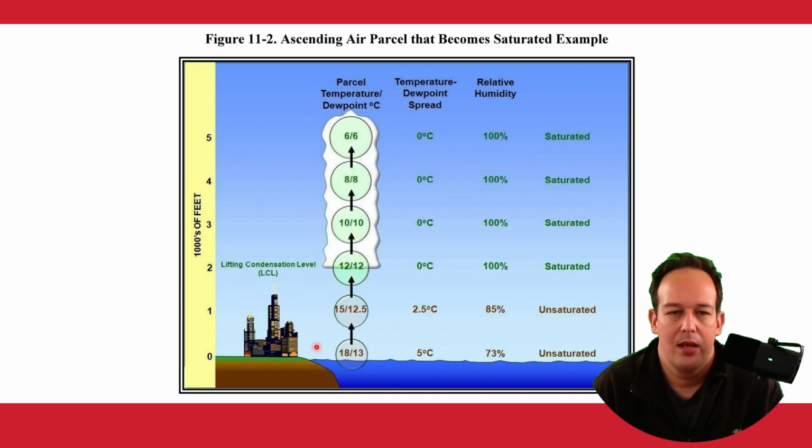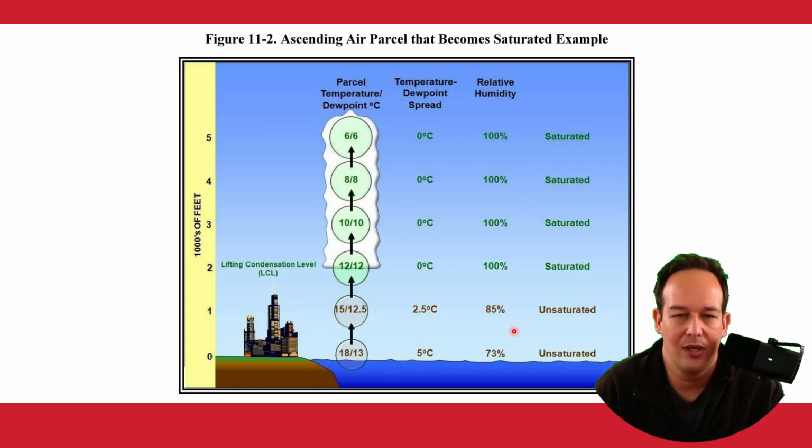a cloud. And so here we see the dry adiabatic lapse rate of 3 degrees Celsius per 1,000 feet for the temperature and half a degree for the dew point as we increase per 1,000 feet. But then at a certain point, as you see, the relative humidity keeps on increasing, and then we reach what's called the lifting condensation level, the LCL.